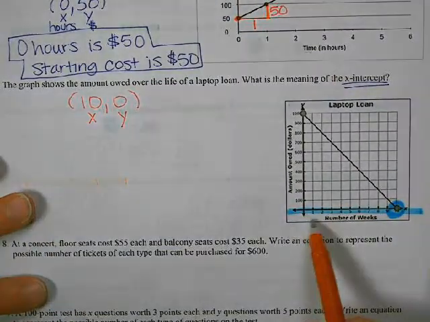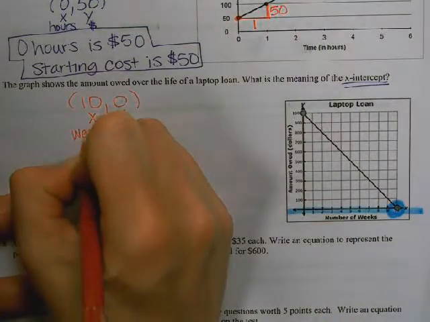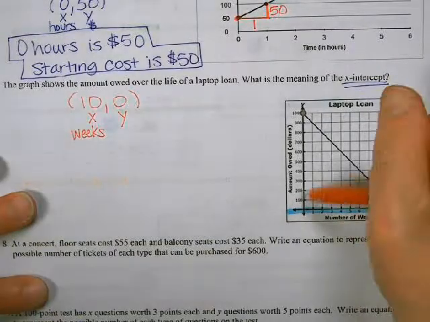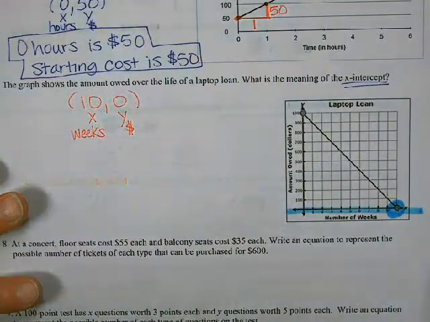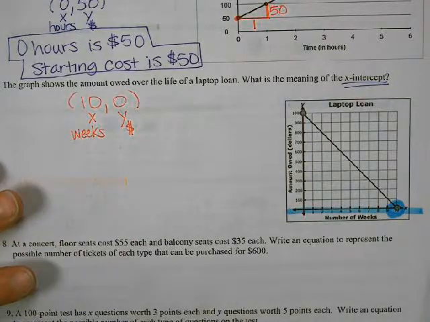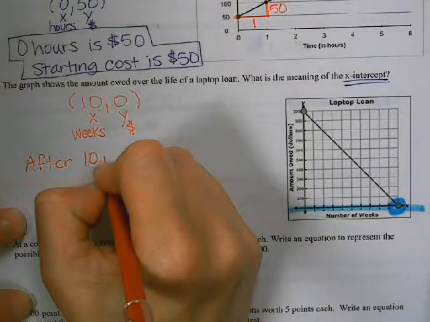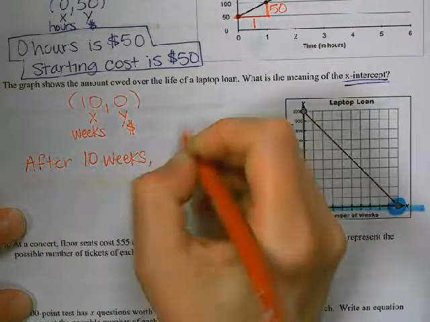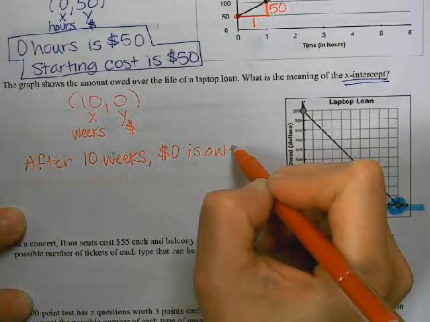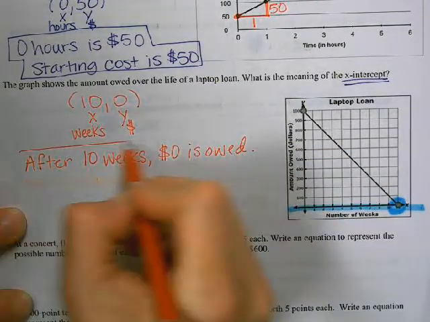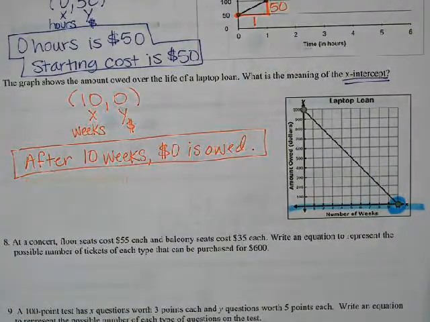So now we have to decide, what does it mean? X is number of weeks, and y is amount owed in dollars. Okay, so we're going to say that after 10 weeks, $0 is owed. After 10 weeks, $0 is owed. Okay?